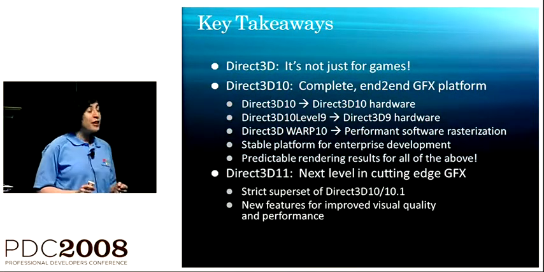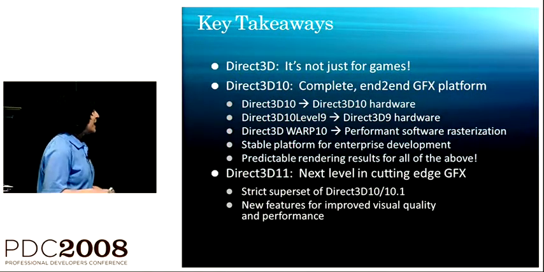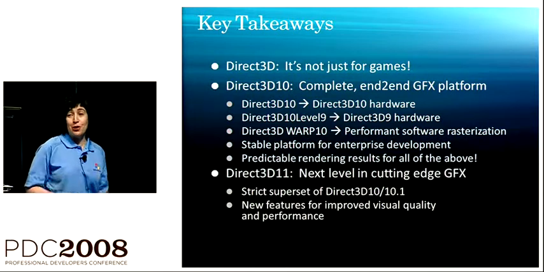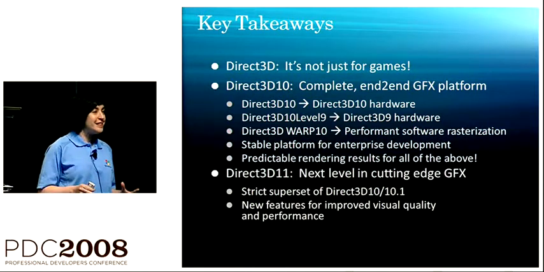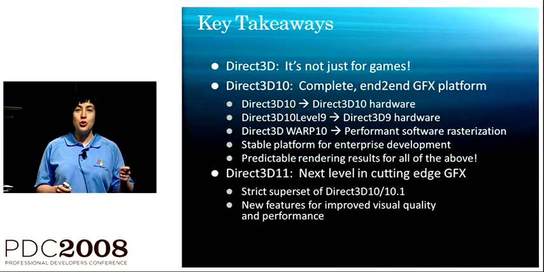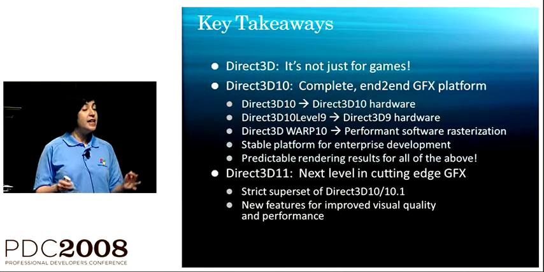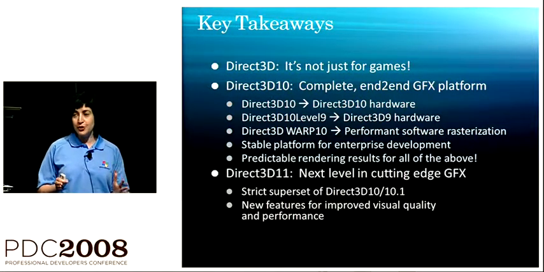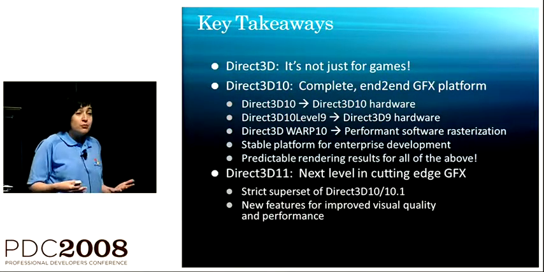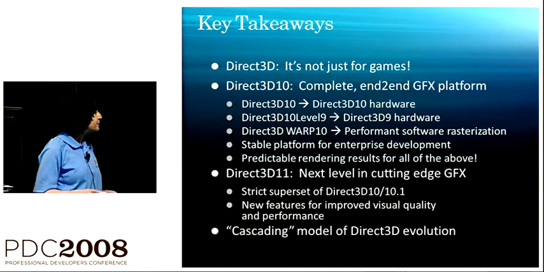Now, we're also going to talk about Direct3D 11, and that is, of course, the next level in cutting-edge graphics. It's really important for people to understand that this is a strict superset of Direct3D 10 and 10.1. So unlike the big change that we made from Direct3D 9 to Direct3D 10, here we're just adding stuff to the API. However, the features we're adding are aimed at improved visual quality and improved performance, and we're going to talk about those today.